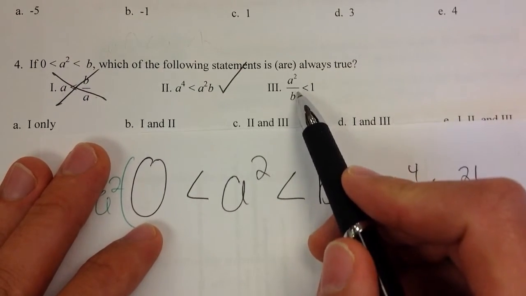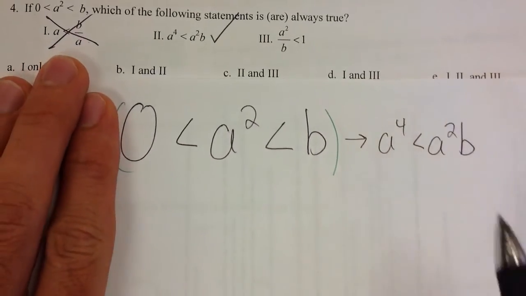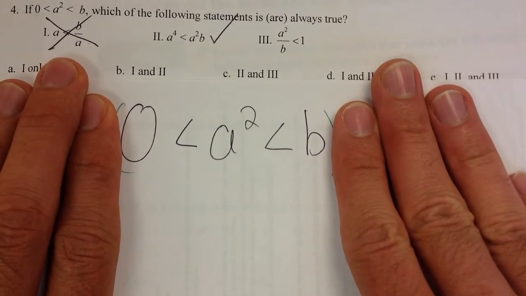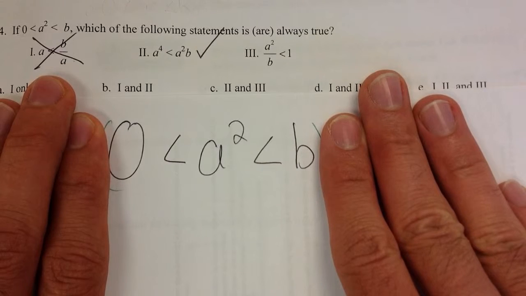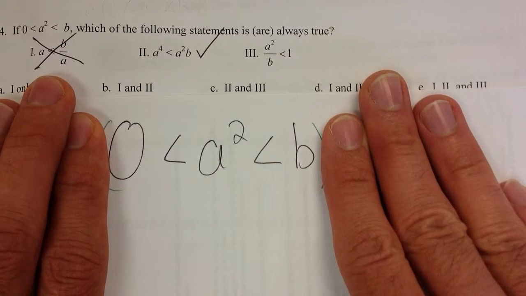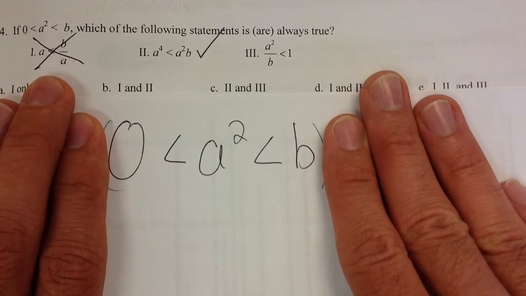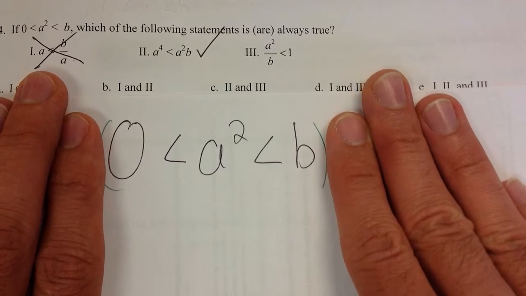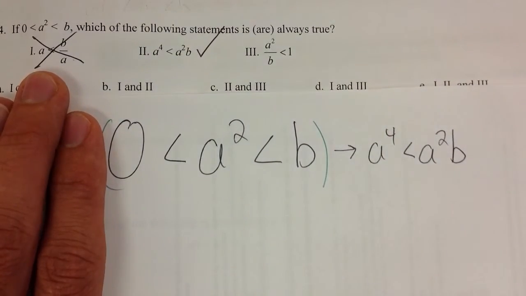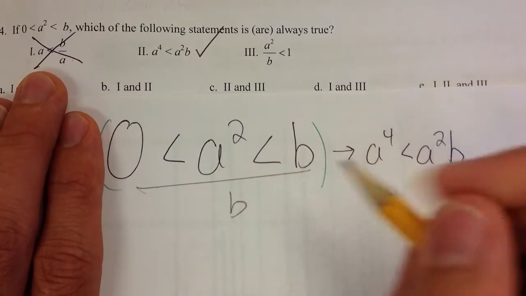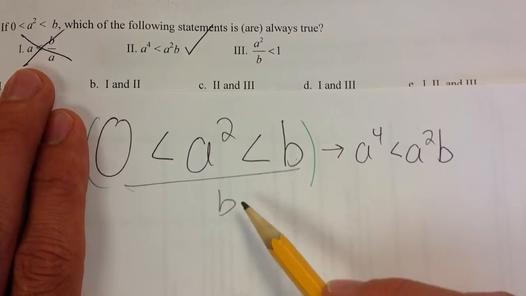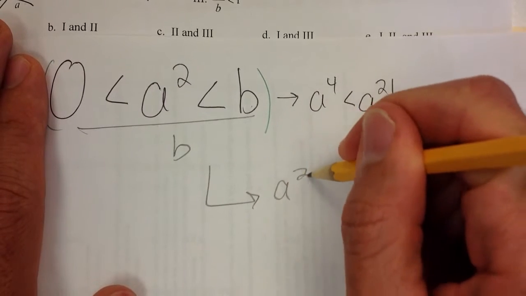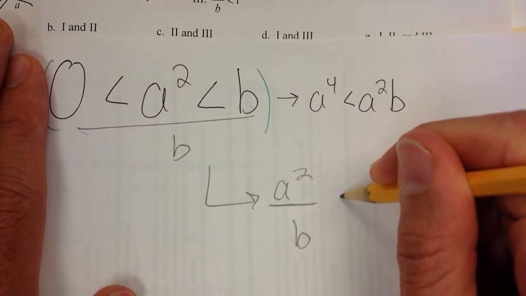The last one, a squared over b is less than 1. What do you have to do to the original statement algebraically to get to a squared over b is less than 1? What algebraic maneuver? Divide by b. Very good. Okay, so what's b over b? 1. So that's how we're getting to a squared over b is less than 1.